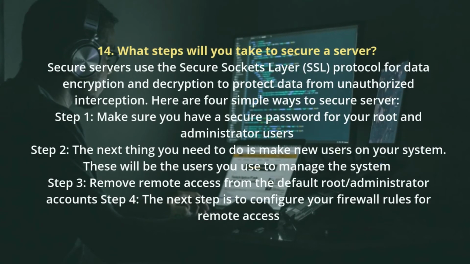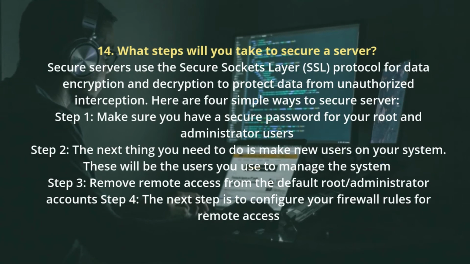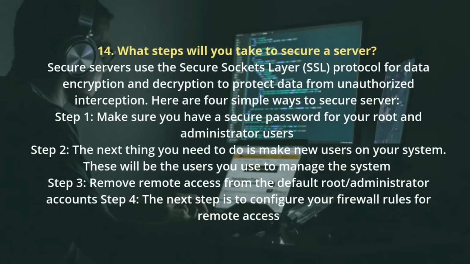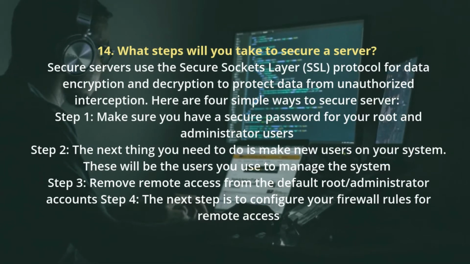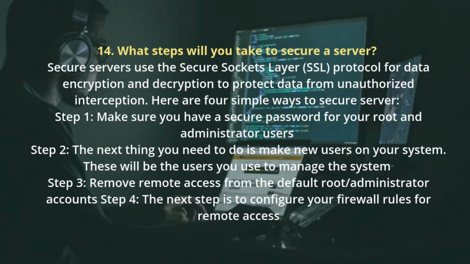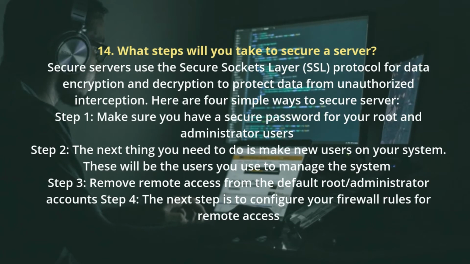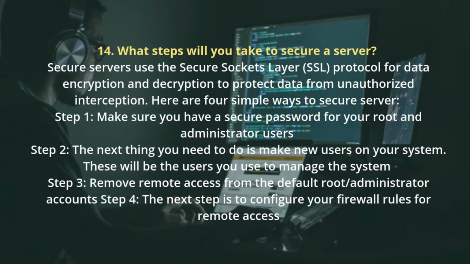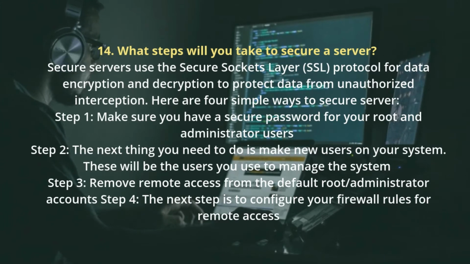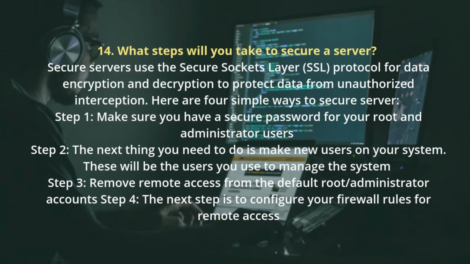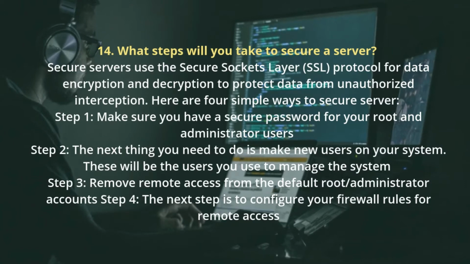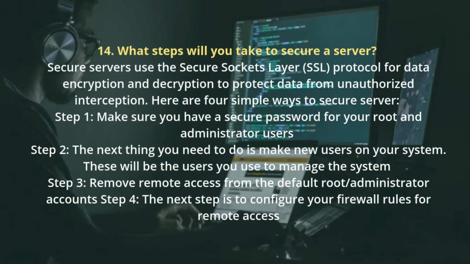14. What steps will you take to secure a server? Secure servers use the Secure Sockets Layer, SSL, protocol for data encryption and decryption to protect data from unauthorized interception. Here are 4 simple ways to secure a server. Step 1. Make sure you have a secure password for your root and administrator users. Step 2. The next thing you need to do is make new users on your system. These will be the users you use to manage the system. Step 3. Remove remote access from the default root/administrator accounts. Step 4. The next step is to configure your firewall rules for remote access.